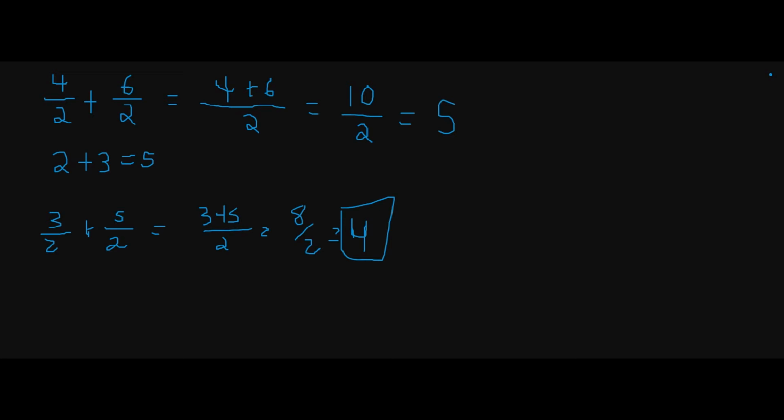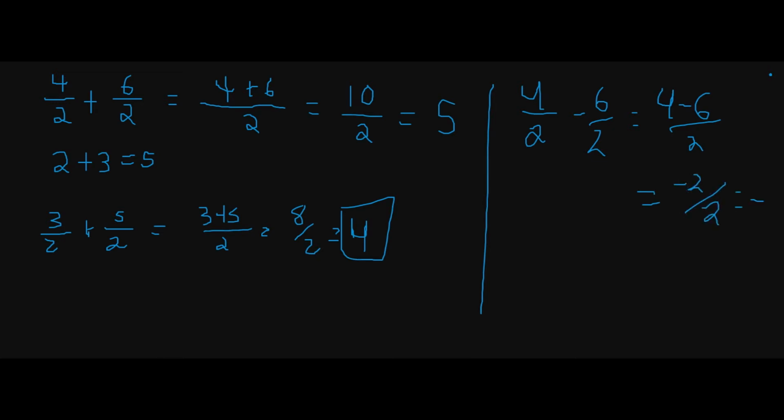Perfect, okay? And it applies when you're subtracting. So we have 4 divided by 2 minus 6 divided by 2. Well, that's just going to be 4 minus 6 all divided by 2, which is negative 2 divided by 2, which is negative 1. Okay, so that's kind of how the properties work. So when we have like denominators, we just either add the numerators or subtract the numerators.